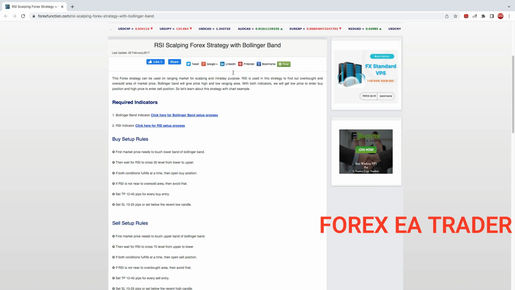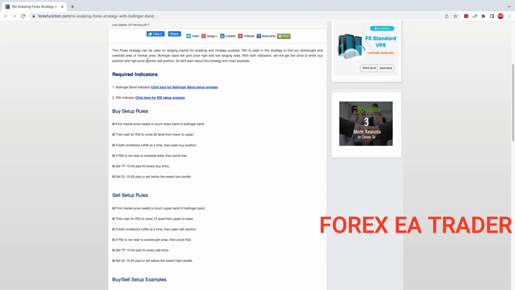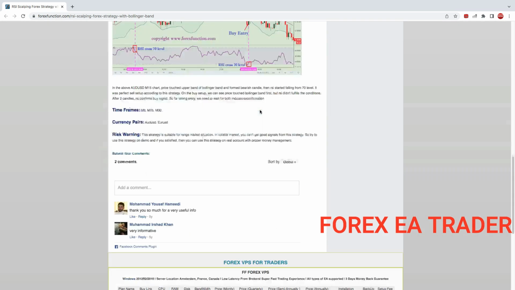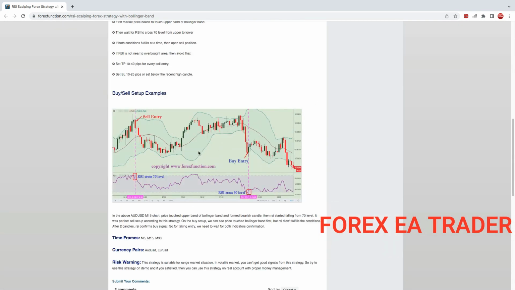Right, today we have got the RSI scalping forex strategy with a Bollinger Band. So it seems easy enough. We'll see. This forex strategy can be used on ranging markets for scalping and intraday purposes. Basically, RSI is used in this strategy to find overbought and oversold areas. Bollinger Band will give price high, low, and ranging areas. Okay, I think I get the sense of what they are trying to say.